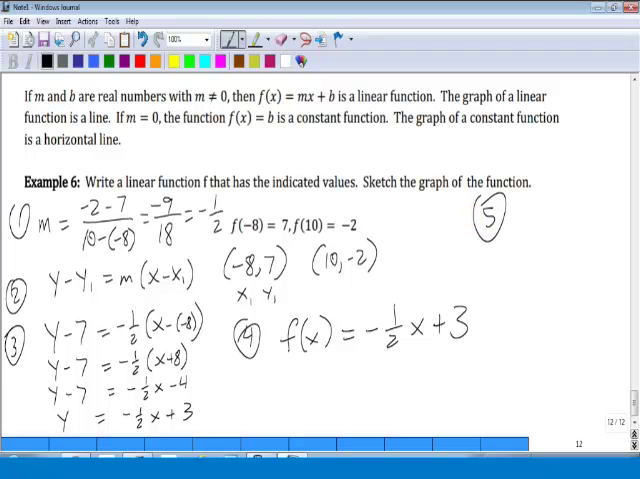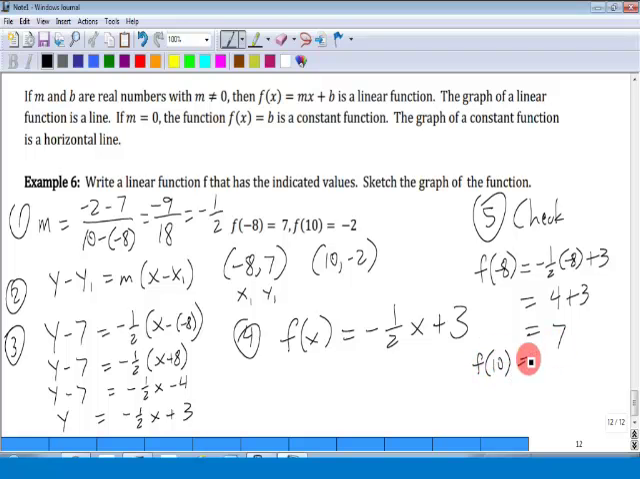We have the right linear function, but let's check it anyway. What is f of negative 8 here? Negative 1/2 times negative 8 plus 3. That's 4 plus 3, which is 7. So f of negative 8 does in fact equal 7. And what about f of 10? Negative 1/2 times 10 plus 3 is negative 5 plus 3, which is negative 2.